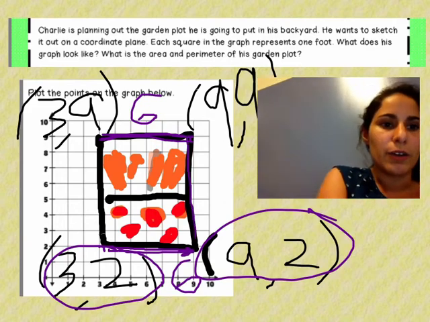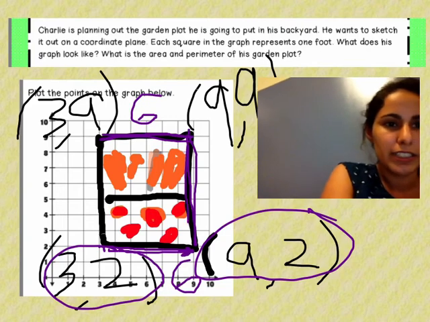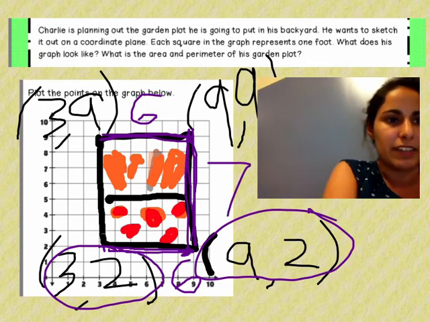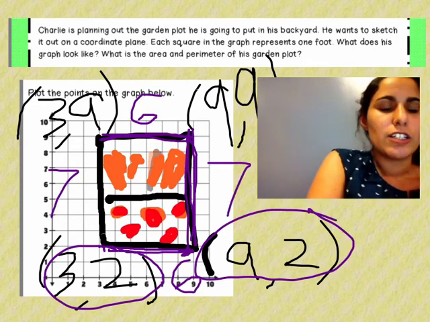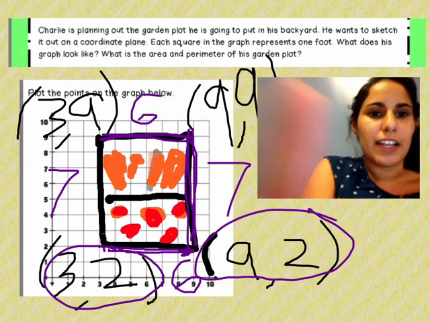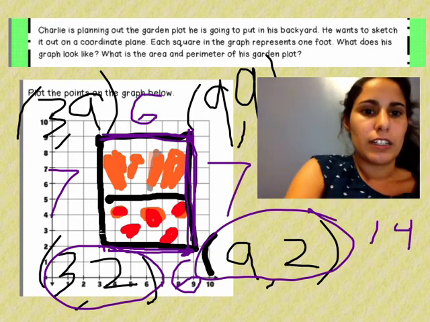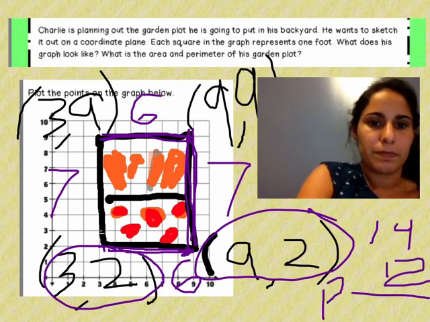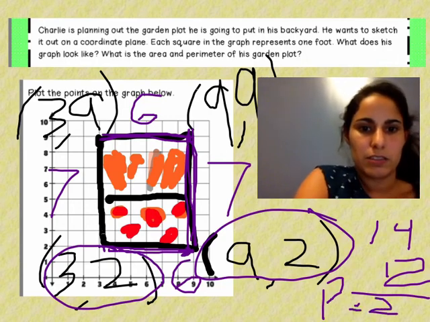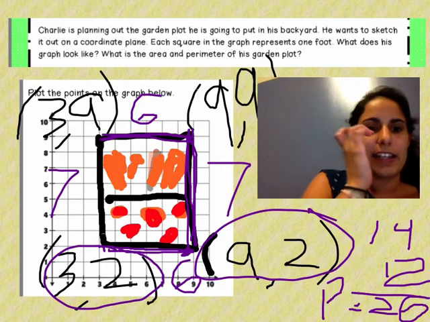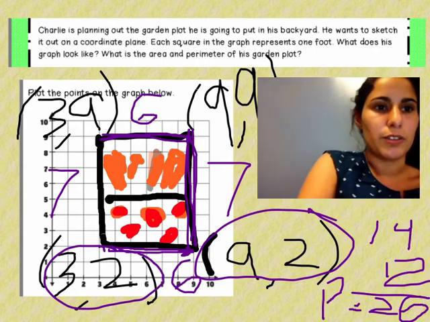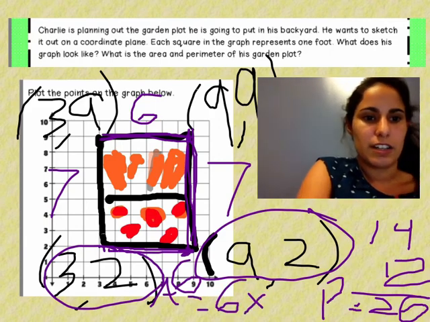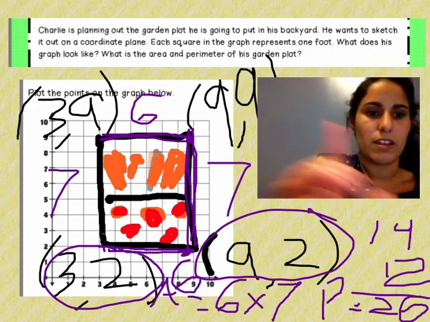Okay? Now going down, I have 9 in the x-coordinate and 9 in the x-coordinate because it's going along the same x-coordinate. But I'm going from 9 to 2, so I'm going to have 7 there. And I know it's going to be the same on the other side. So when I do the perimeter, I can add all these numbers together. I can add 14 and 12. So I know the perimeter is 26. Sorry, this is messy. And when I do the area, I'm going to multiply. So I know that the area equals 6 times 7.